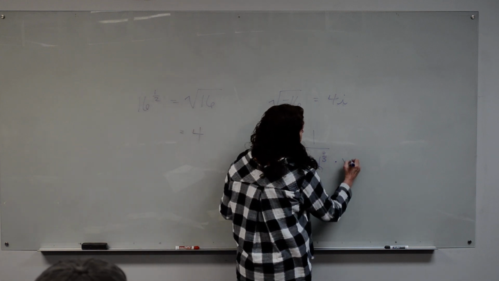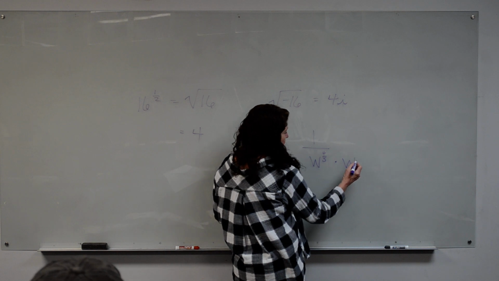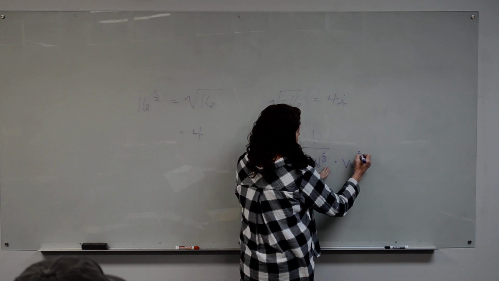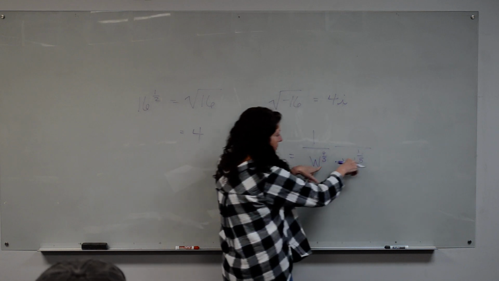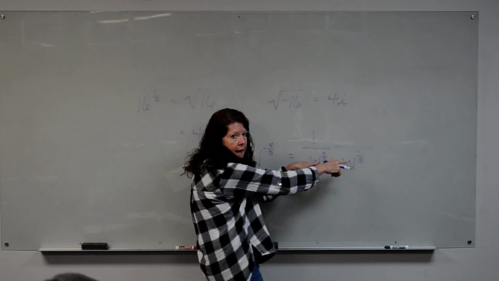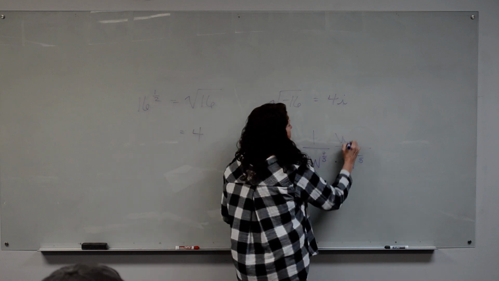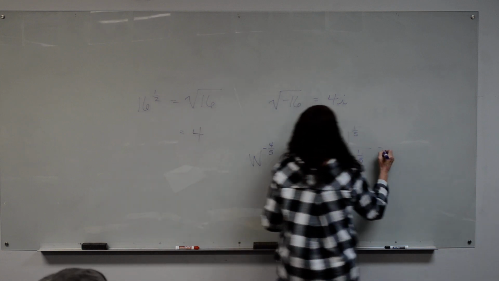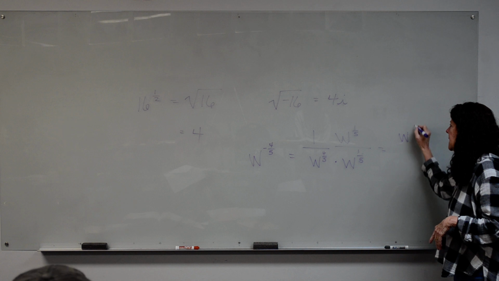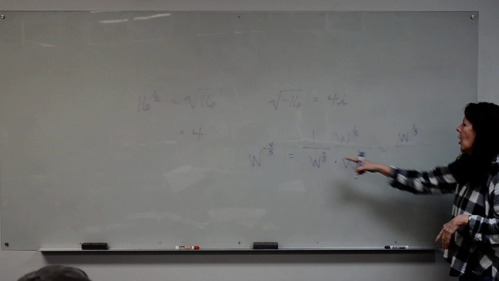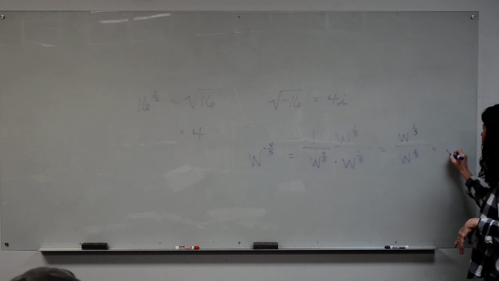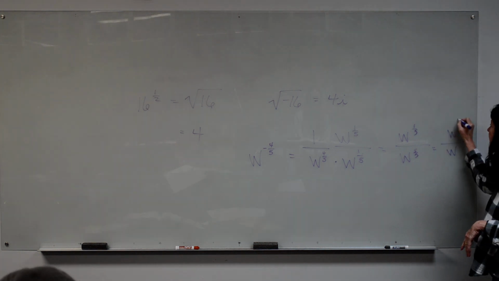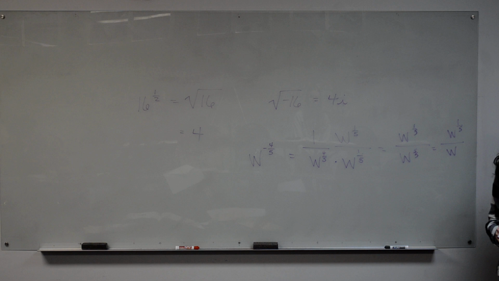So I multiply this by something like 1/5. Because remember, if my base numbers are the same, I add my exponents. What I do to the bottom, I also do to the top, which gives me W to the 1/5 power over W to the 5/5 power, or just W. Okay, you can do it that way.